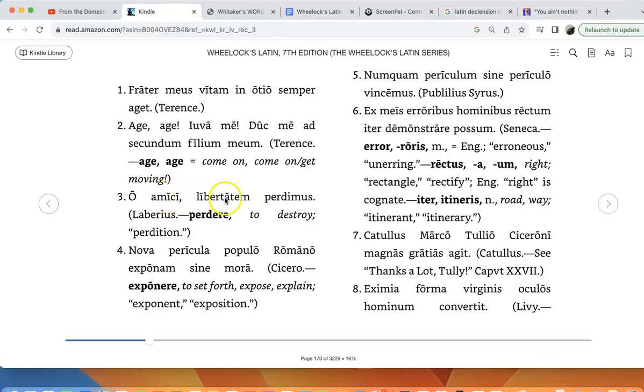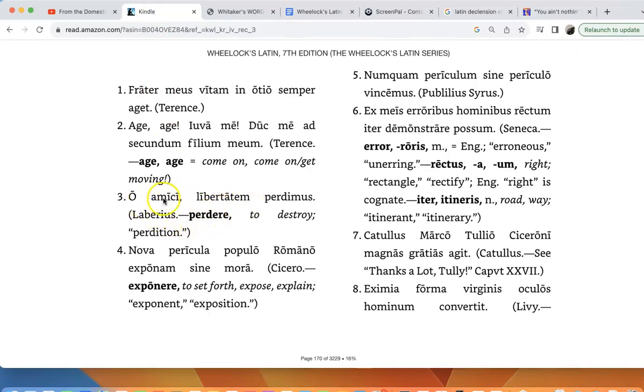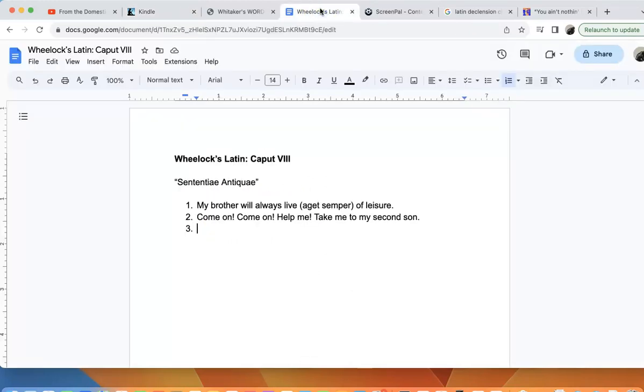O amici, libertatem perdimus. I don't think we've had this word before. So, O friends, we are destroying liberty.